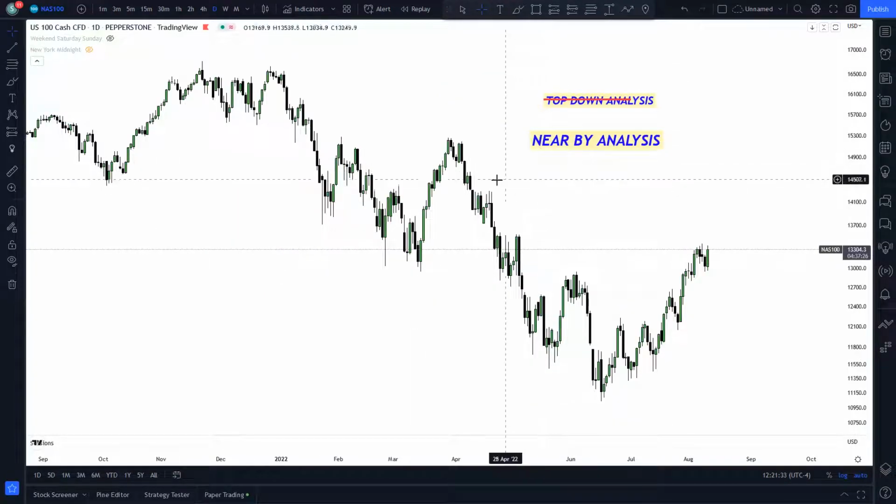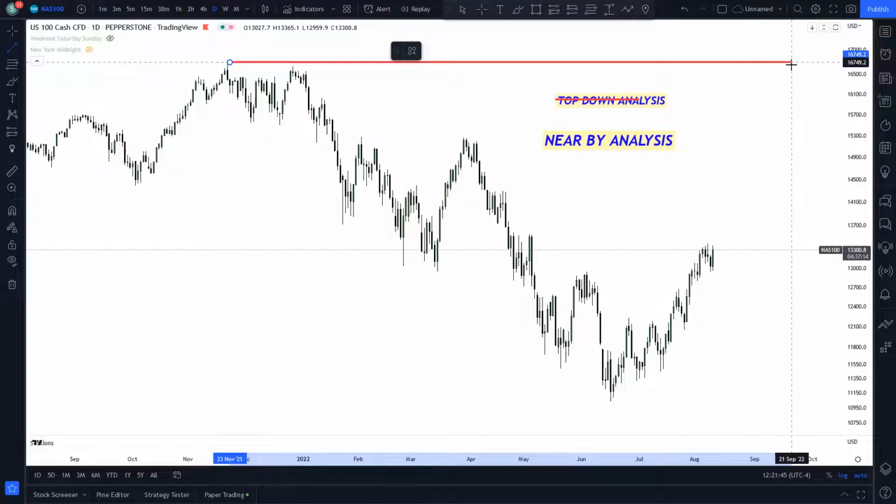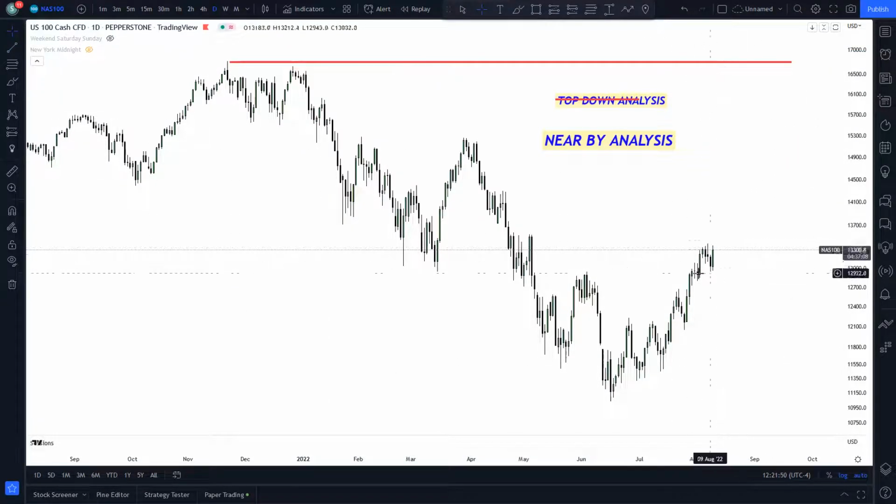Just as a quick example, I've zoomed out on the daily chart, and yes, it would be a great idea to mark out this all-time high. However, do you see how it's not relevant to price at the moment? If I'm a short-term trader, knowing this all-time high when we're so far away is not going to help me.